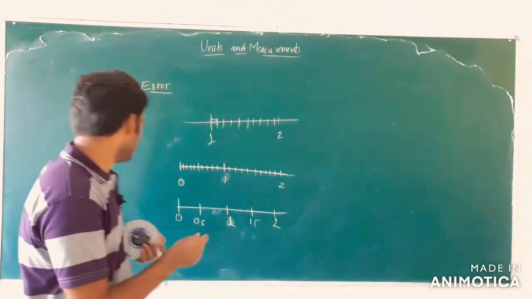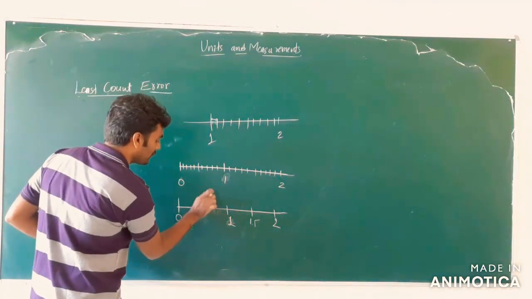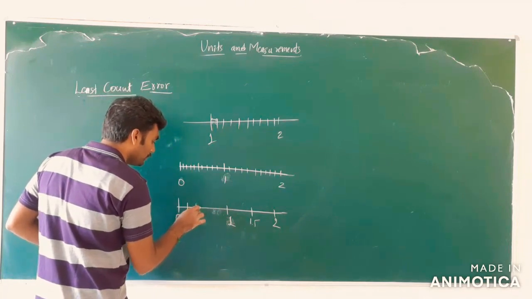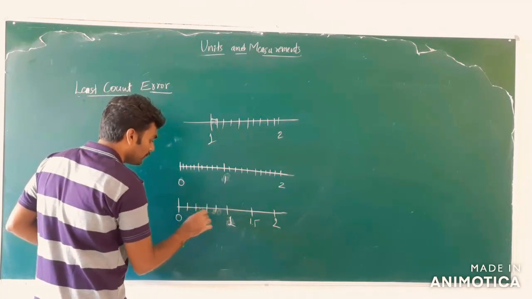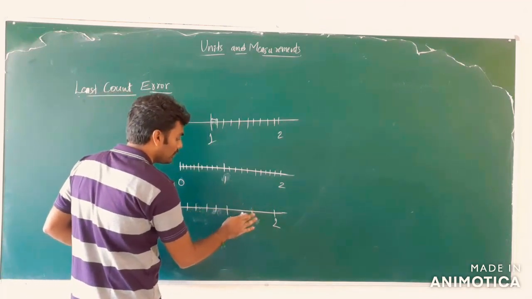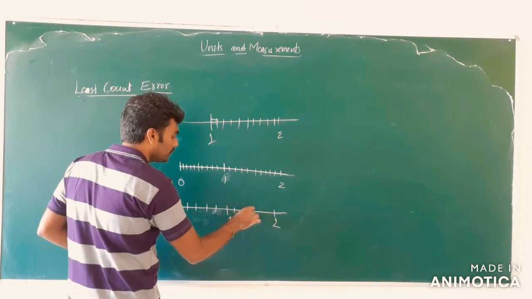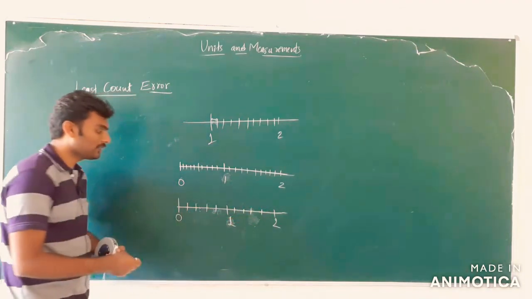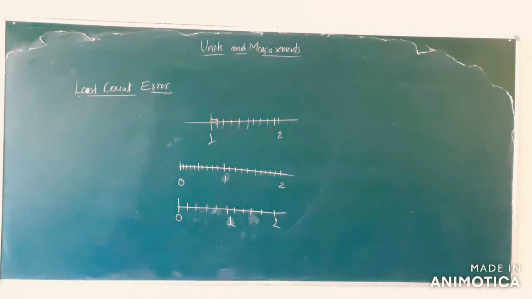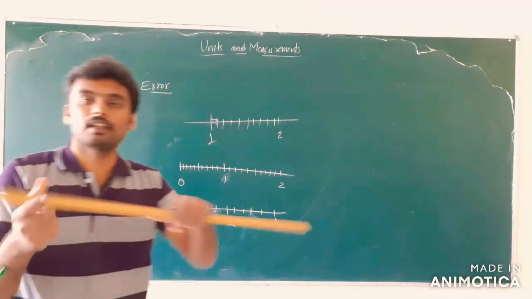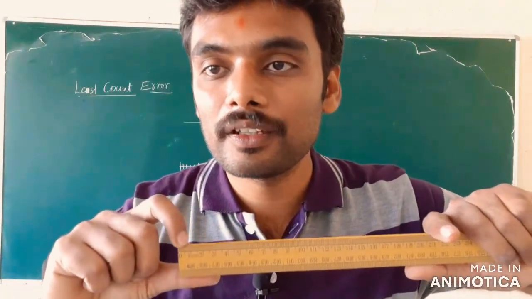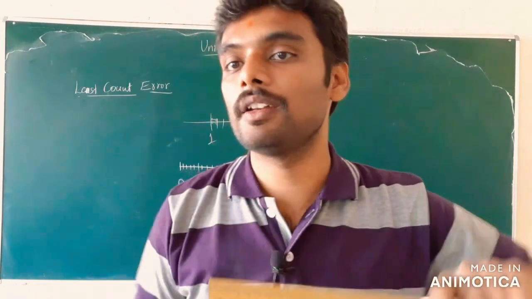So the reading is somewhat like this. For the tape, it is 0, 1, 2, 3, 4, 1, 2, 3, 4, 5, and you have 1, 2, 3, 4. So this is how the readings are in the measuring tape. But if you take the scale, in the scale you have 10 divisions between 1 and 2, isn't it? Between 1 and 2 you have 10 divisions.